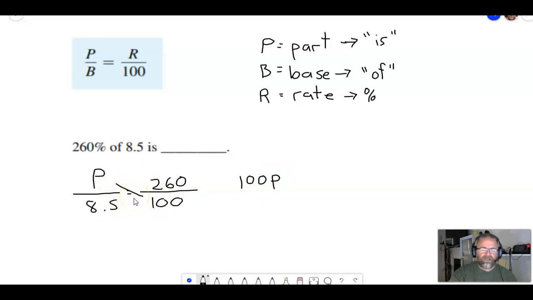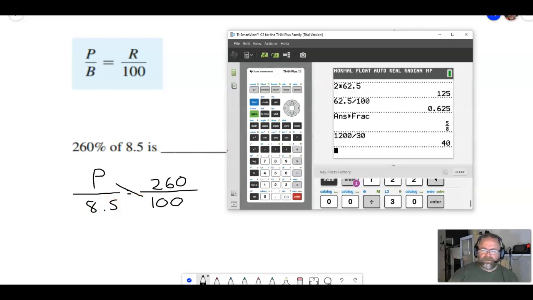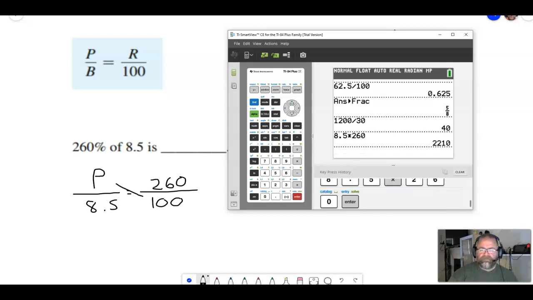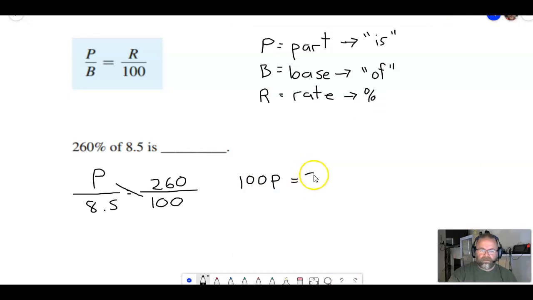It doesn't matter which diagonal you do first. This is equal to 8.5 times 260. So 8.5 times 260 is 2,210.